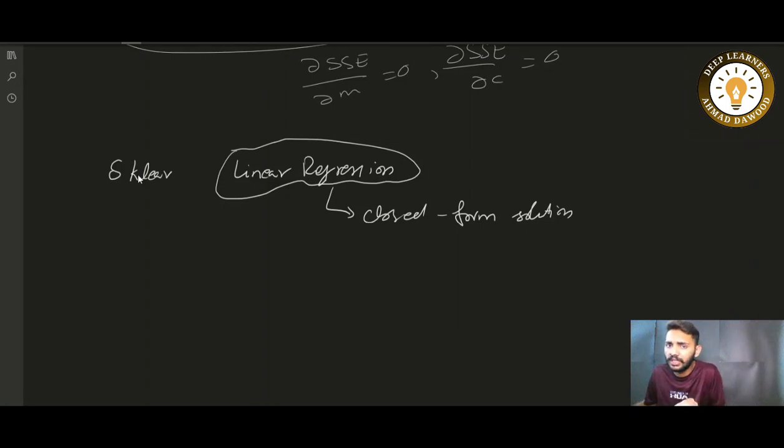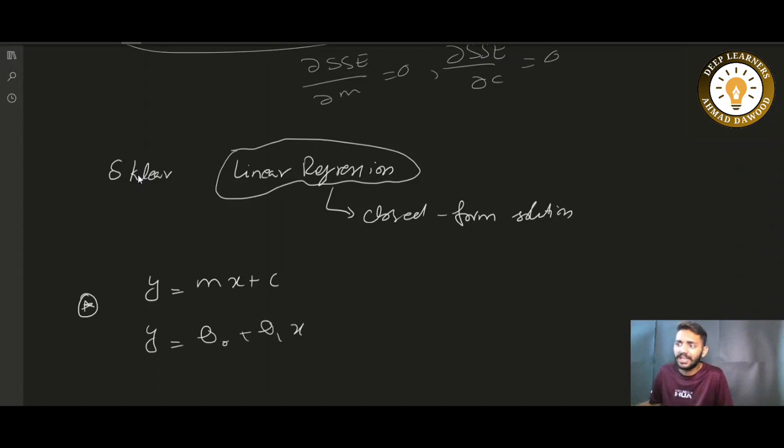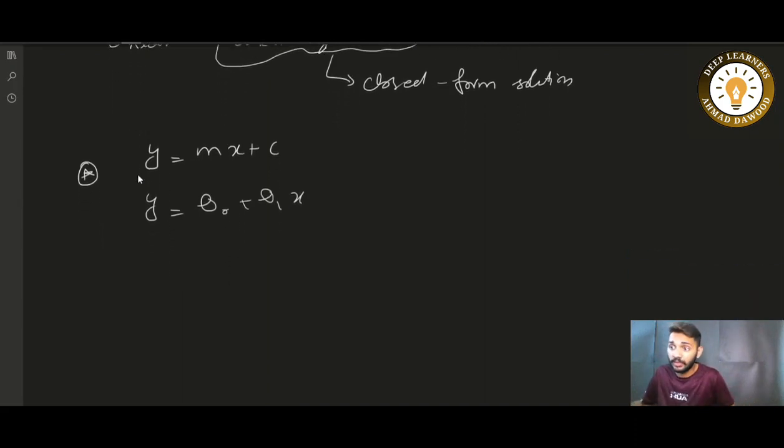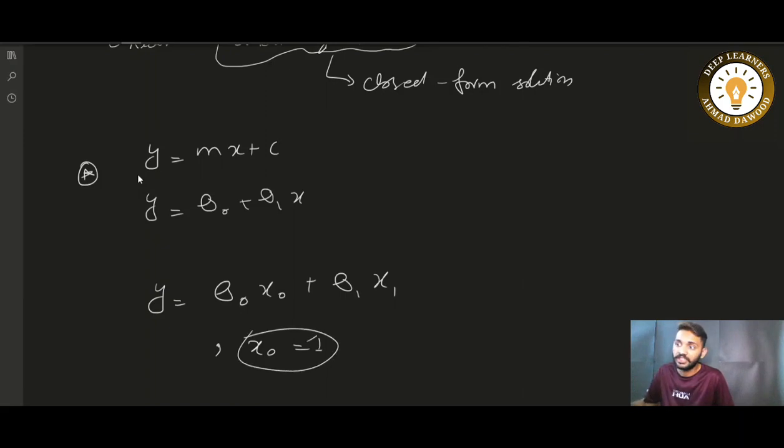We don't need to go into the detail, but I just give you an idea. As I told you, y is equal to mx plus c is what we are using here. Somebody writes the equation as theta 0 plus theta 1 x, it's the same. Someone also writes this equation in this way: theta 0 x 0 plus theta 1 x 1, where x 0 is always equal to 1. It's also the same as it is.